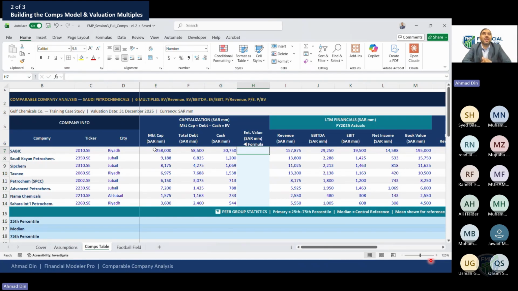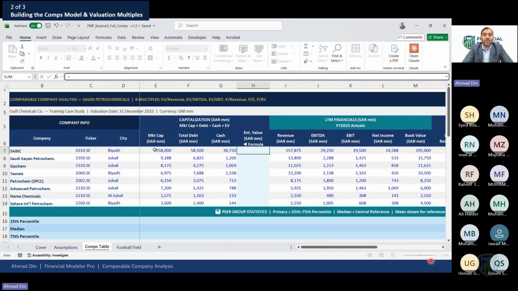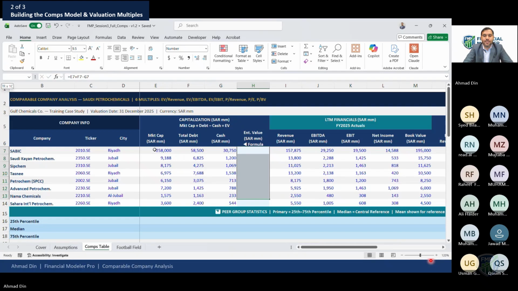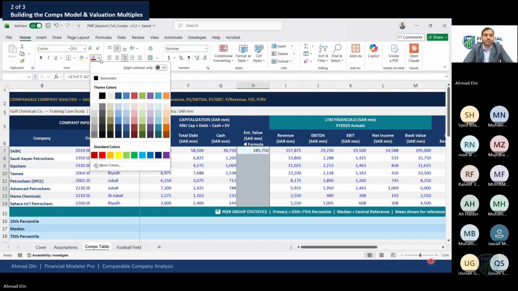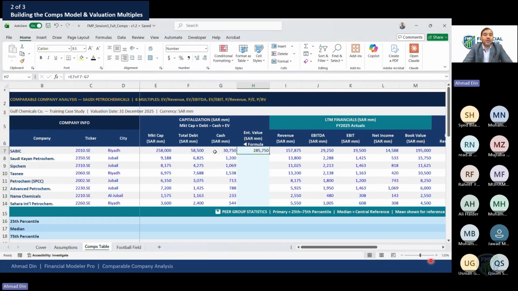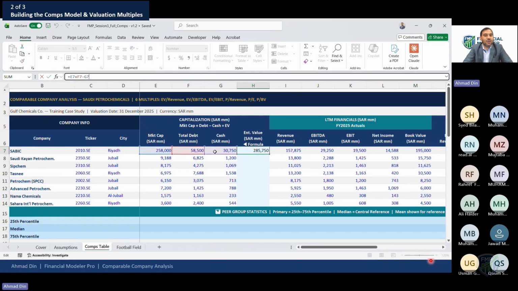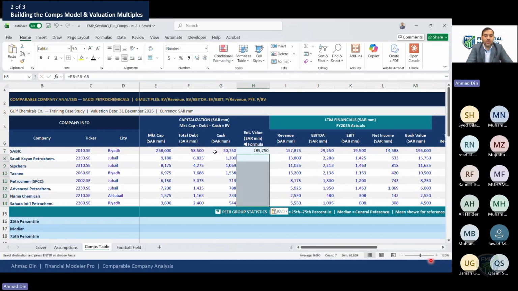Like we already discussed, from the listed company we get the market cap. First, for the EV multiple, the enterprise value multiple, we need to get back to the enterprise value. In the enterprise value formula, we deduct debt and add cash to reach the equity value. Here we will go the opposite way: enterprise value is market cap plus debt minus cash. So we get the enterprise value of the company. We just need to drop and drag the formula.